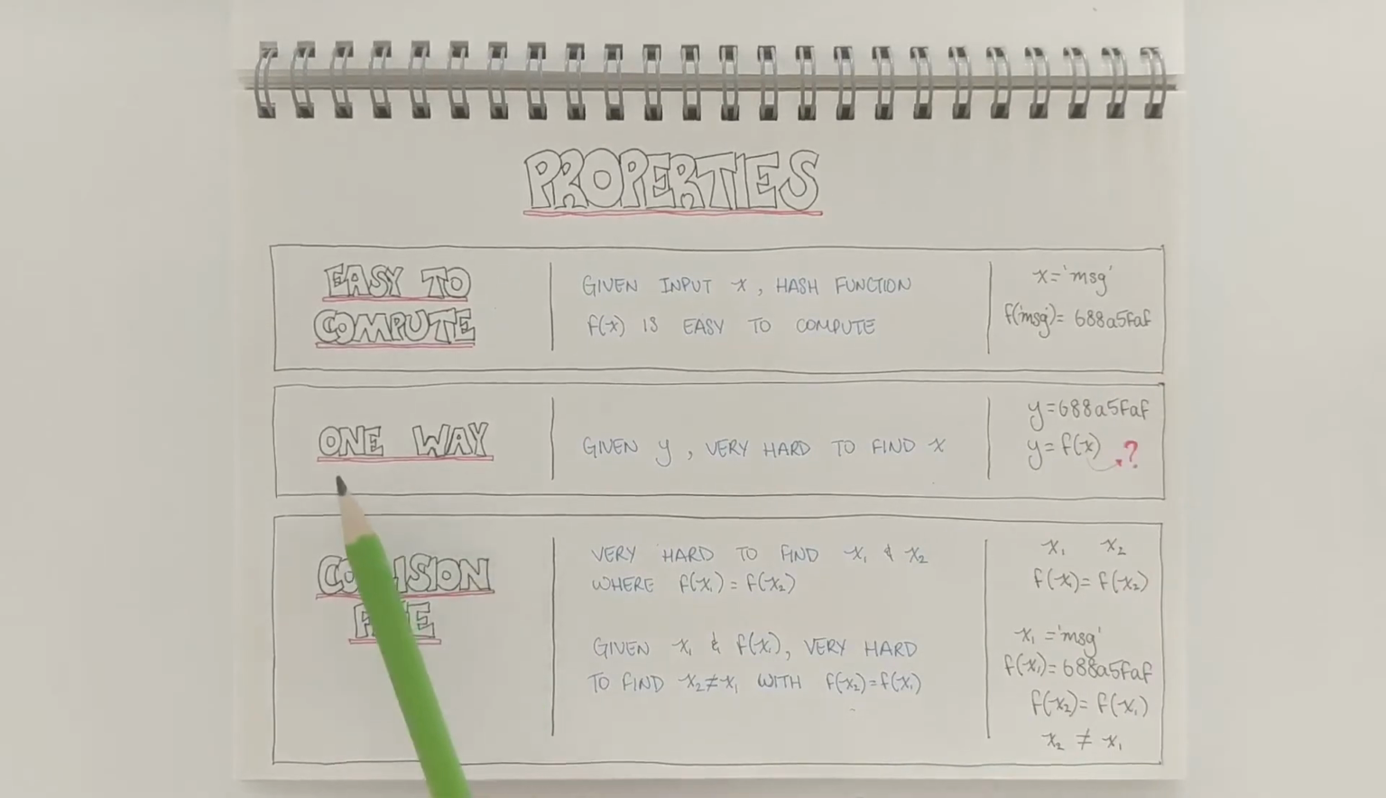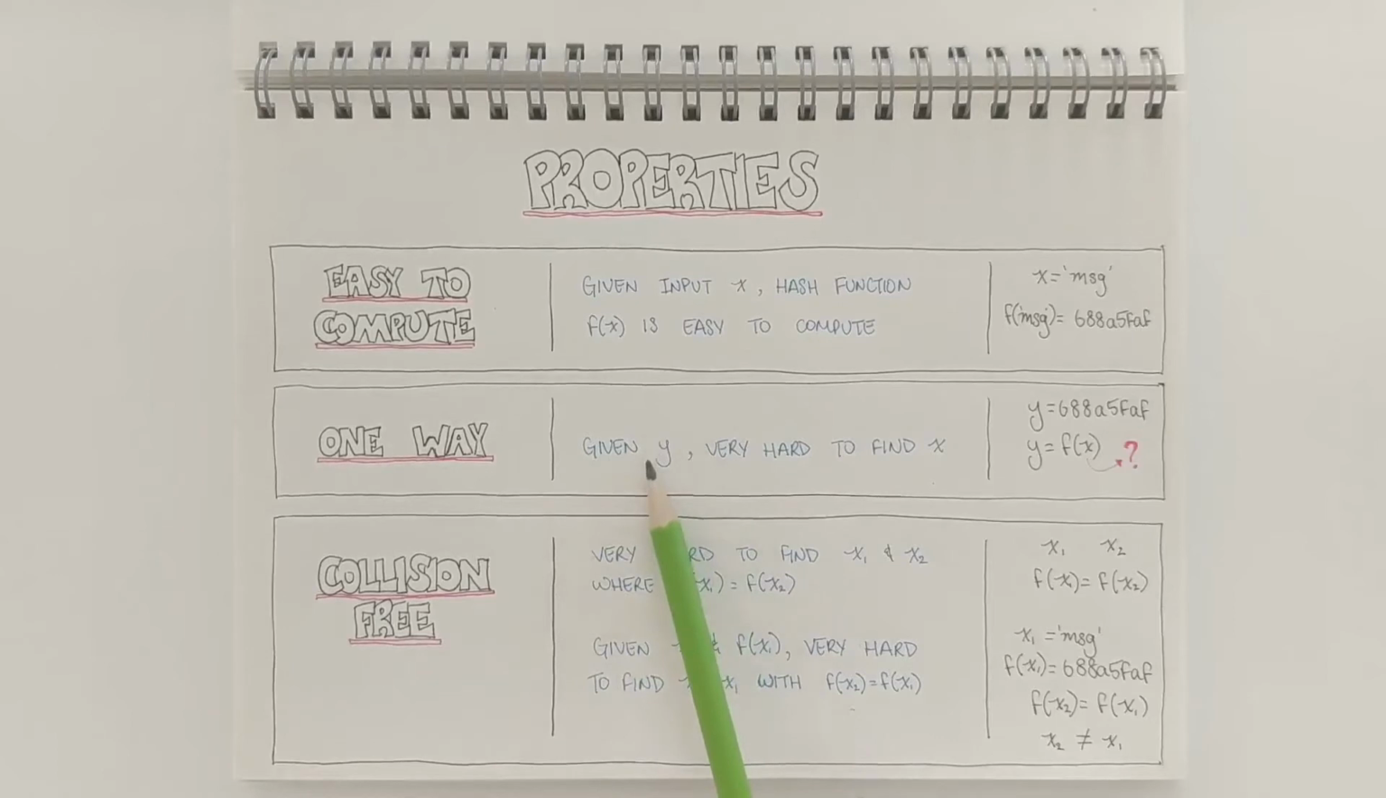The next property is that it's one way, meaning when we're given an output y, it should be very hard to find x. What that is, if we have y equals this output, it's going to be very, very difficult to find the input that's going to give this output.